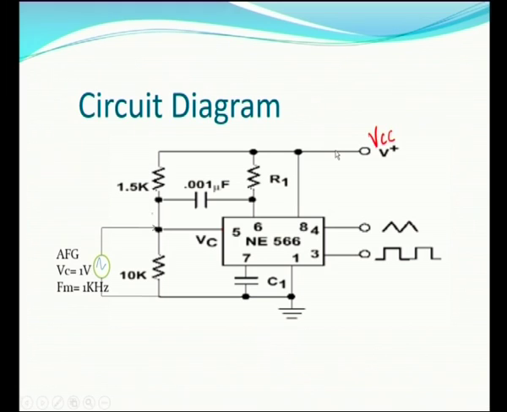Here the values for R2 and R3 are given. We need to compute the values for R1 and C1 in order to fix the free running frequency of the VCO. There is another capacitor of 0.001 microfarads. It is connected between the resistor R2 and pin number 6. So, this completes the circuit diagram for FM modulation.